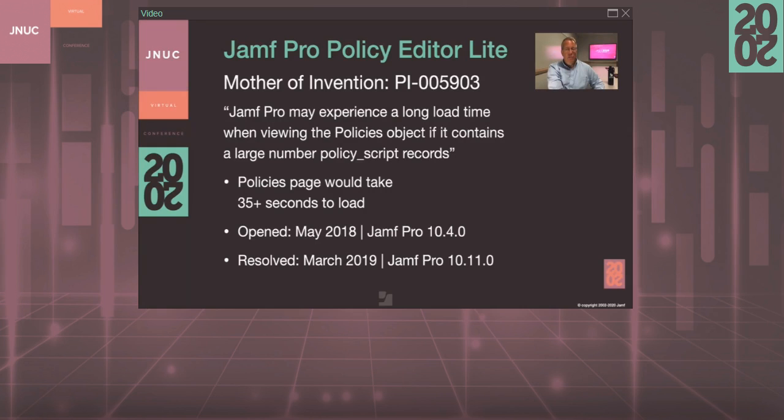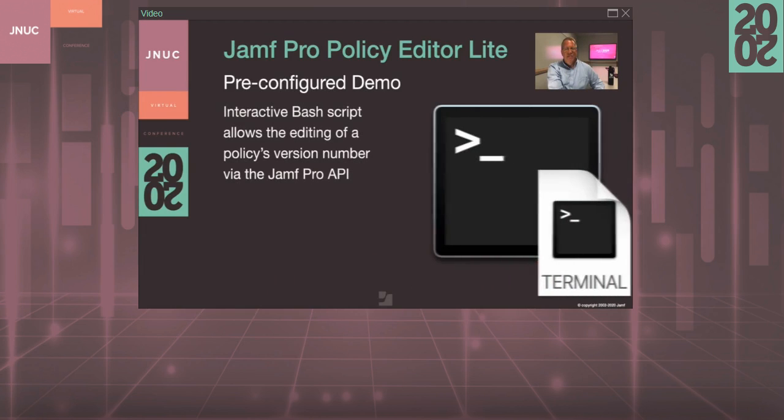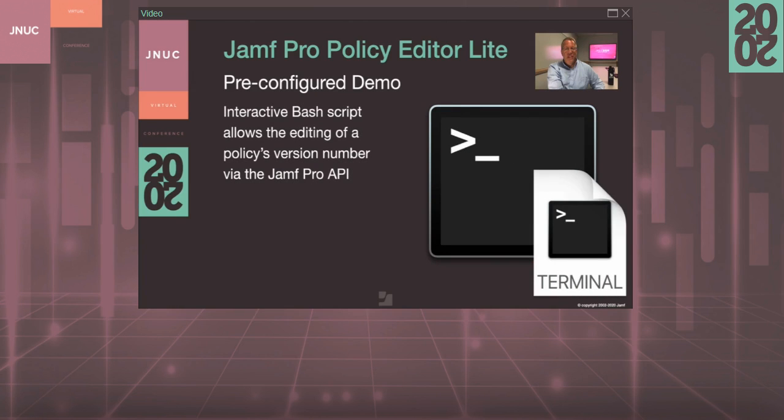And even though this product issue has been marked as resolved, I still use Policy Editor Lite dozens of times each week and find that it saves me quite a bit of time and helps ensure accuracy. Policy Editor Lite is an interactive bash script which allows the editing of a policy's version number via the API. Let's look at a pre-configured demo.